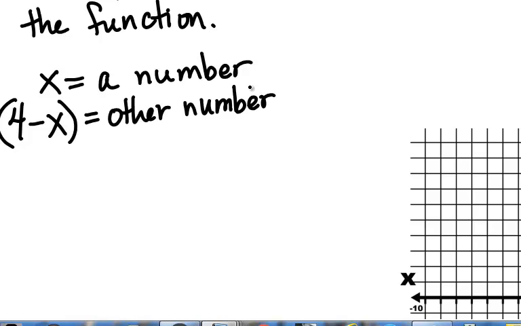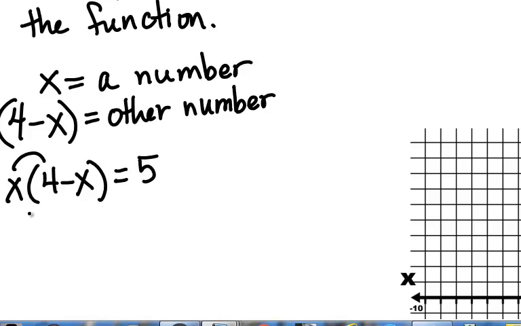Now do the product. Product means multiply, so do x times (4 minus x). And it says that the product is 5, so set it equal to 5. Let me stop there. Everybody understand? You multiply them. Now when you multiply this out, you get 4x, and you get a negative x squared.